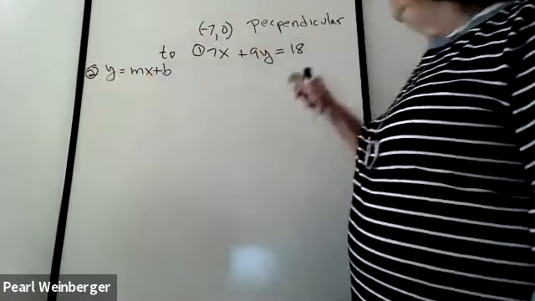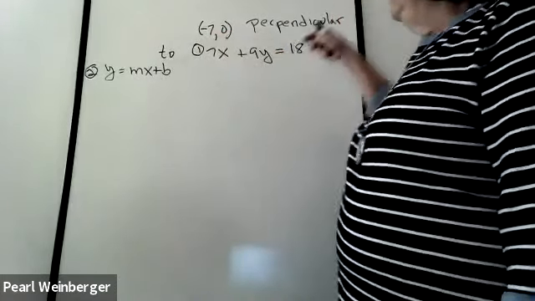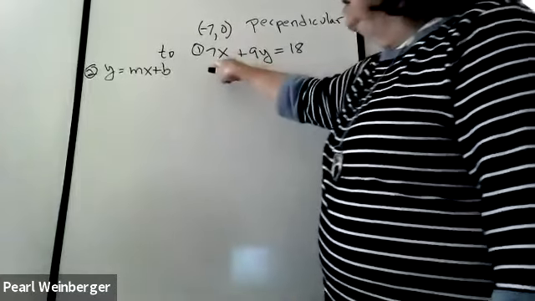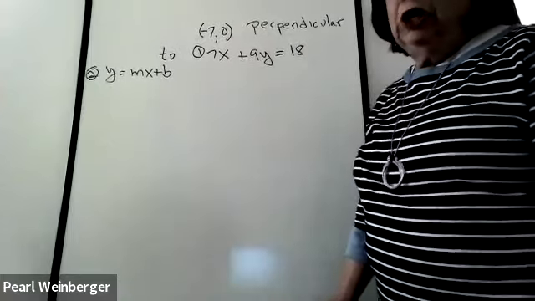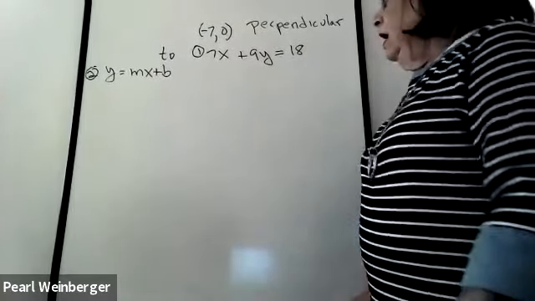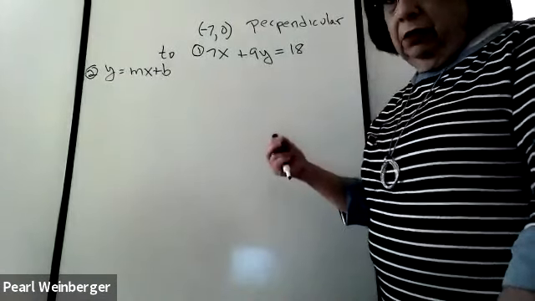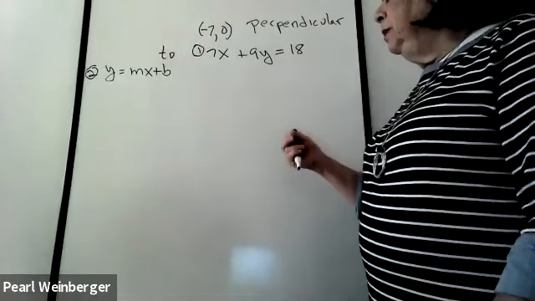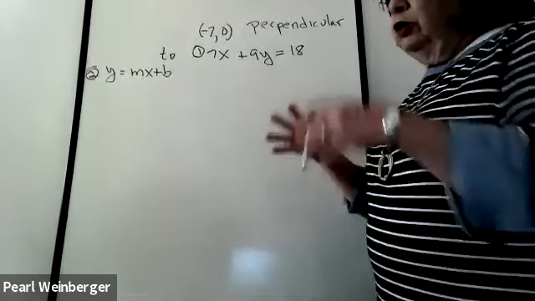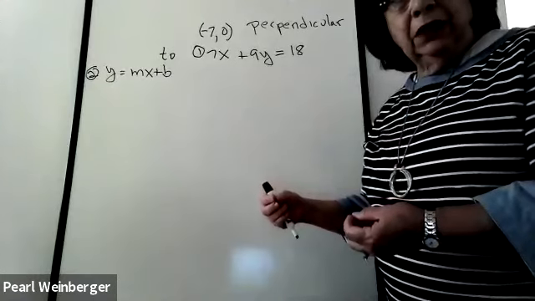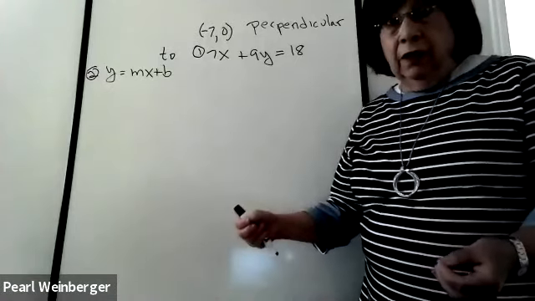What is line 2 going to be? It's going to be a line that goes through the point (-7, 0), and it's also going to be perpendicular to the line 7x plus 9y equals 18. It's going to be perpendicular to line 1. Now, let's remember what it means when two lines are perpendicular. When the two lines are perpendicular, their slopes are opposite reciprocals. So telling me information about perpendicular lines is really giving me information about their slopes.